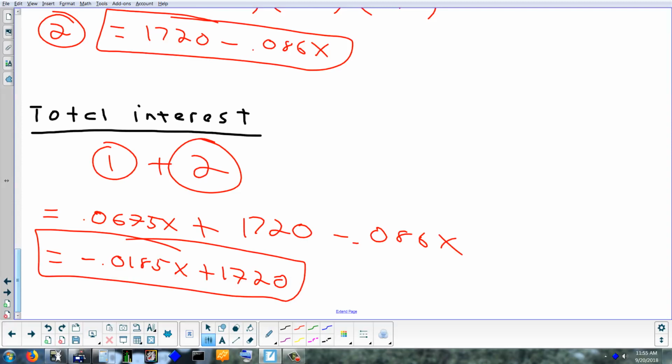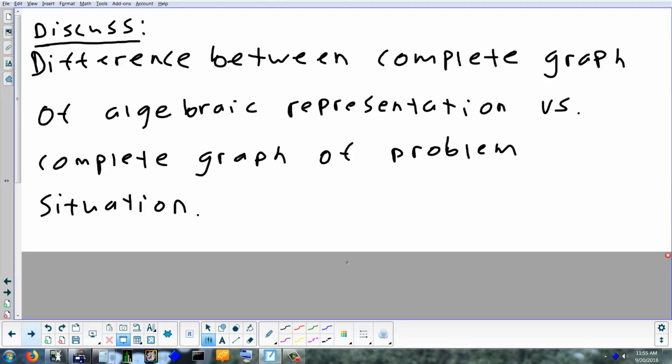What other numbers couldn't you use for x? Yeah, you wouldn't be investing negative money. That wouldn't make sense either. So keep that in mind. That's what we just discussed. When you represent an equation from a word problem, sometimes you have to set limits on what makes sense. That's what I'm getting at right there.